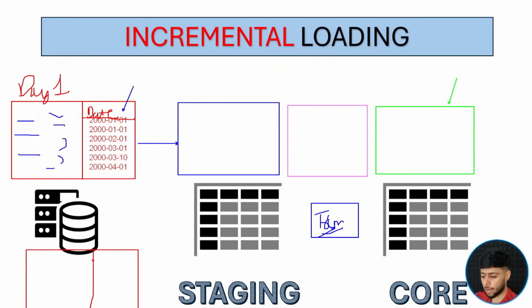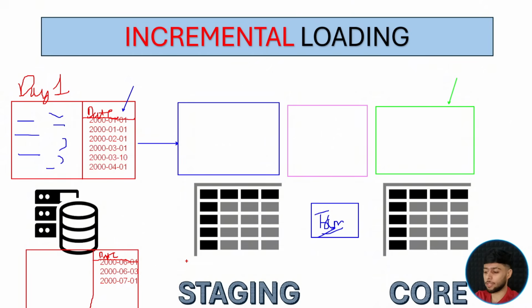And we have data with dates, let's say 2000 0601, 2000 0603, and one more, 2000 0701. These are the three records that are added the next day. Now just tell me, when you load this data to the staging layer, what are you doing?